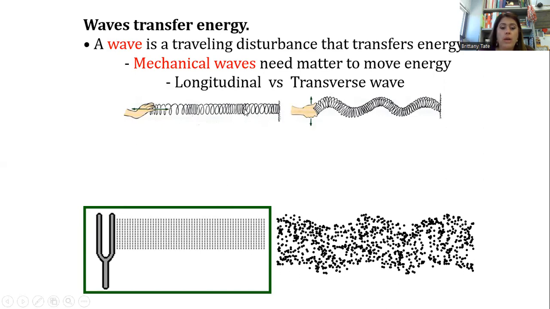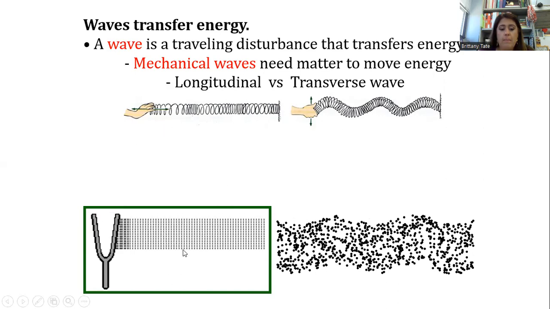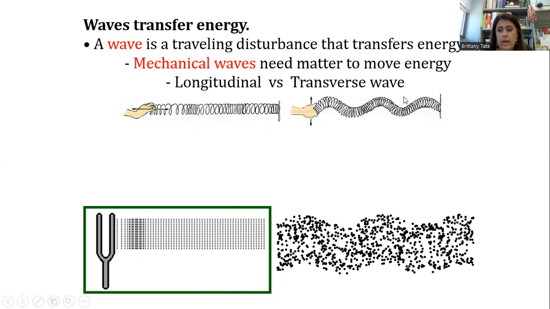So longitudinal waves are like sound waves that bounce back and forth. Transverse waves have the up and down.